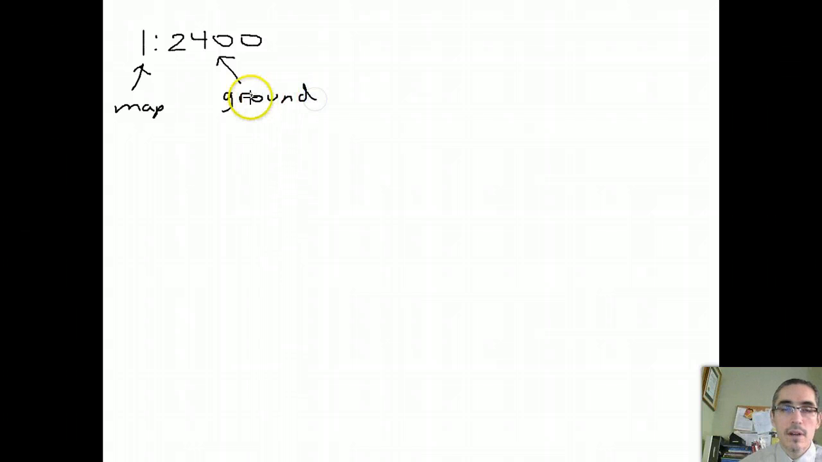So it's very simple actually. If you measure out 1 inch on the map, it means that it's 2,400 inches on the ground. If you measure 1 centimeter on the map, it's 2,400 centimeters on the ground. If you measured 1 foot on the map, if you had a map that big, it would measure out 2,400 feet on the ground. So the map distance you just multiply by the right-hand number, and that's the ground distance. So it's very convenient that way.